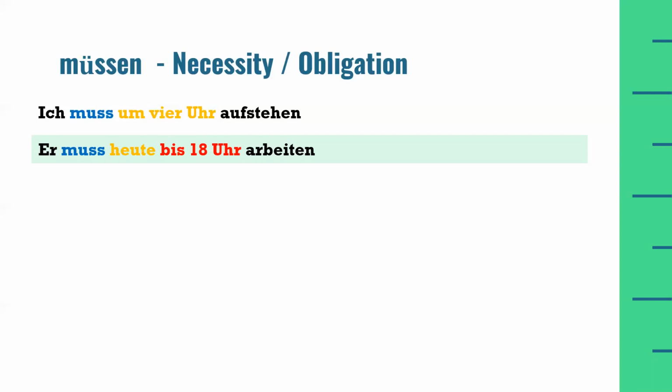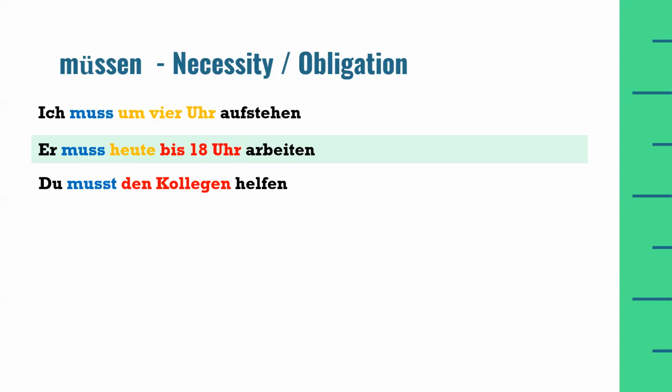So all these situations can be described through the modal verb müssen. If we look at the sentence structure, er is the subject of the sentence. Then at the second position, we have used müssen, and we have conjugated it according to the subject er. Therefore, for er, we have to use muss. Then comes heute bis 18 Uhr, and arbeiten is the main verb which we have used at the last position of the sentence in infinitive form.